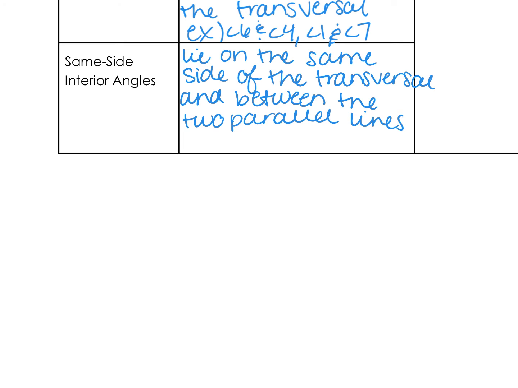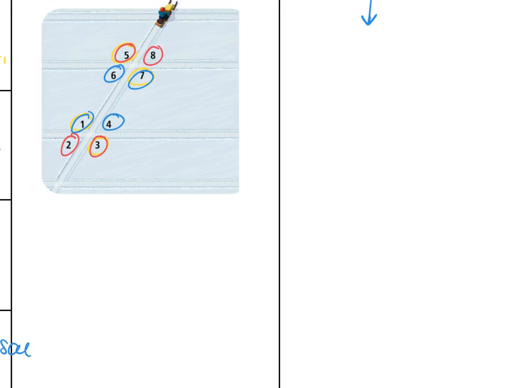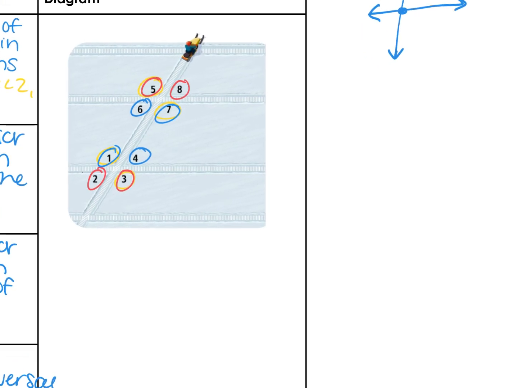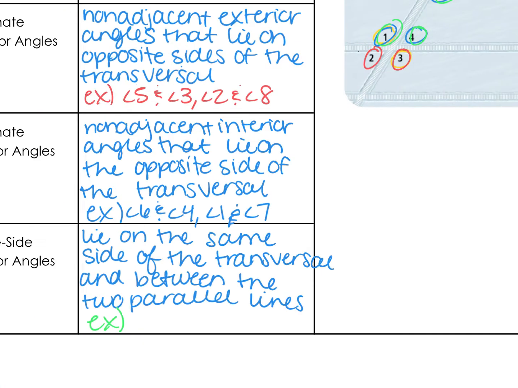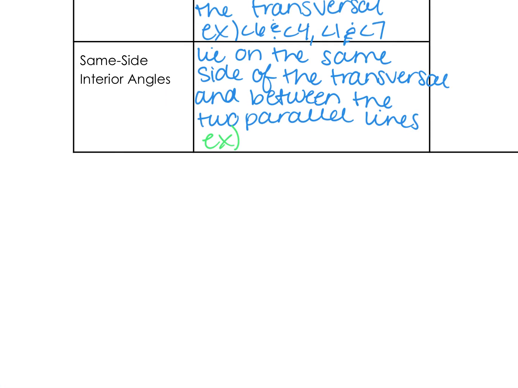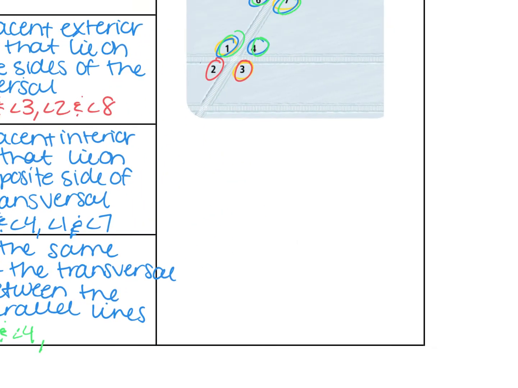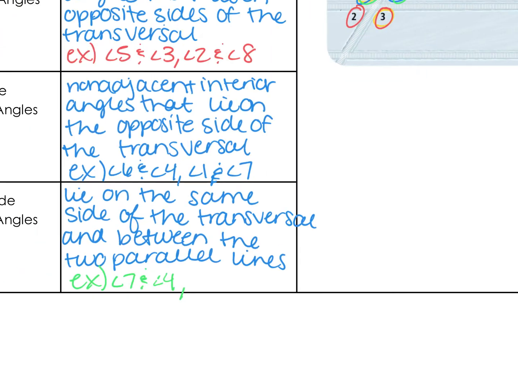Examples I'll do in green here. Interior might be like 7, 4 or 6 and 1. 4. And 4 and 6 and 1.